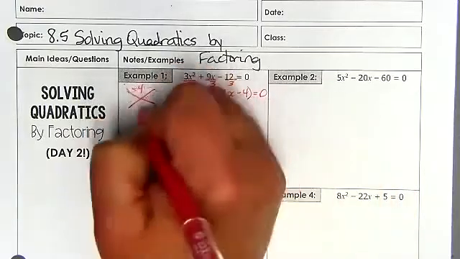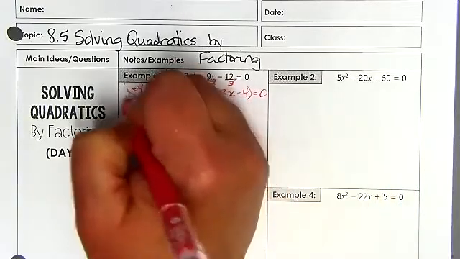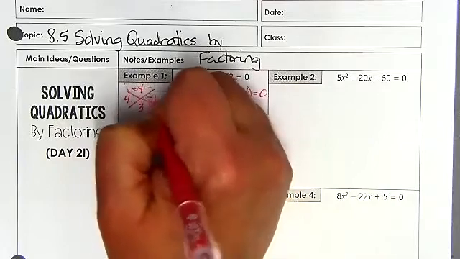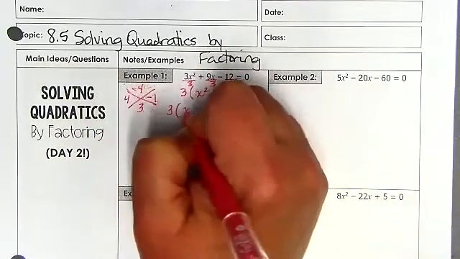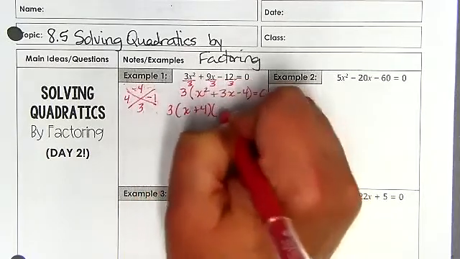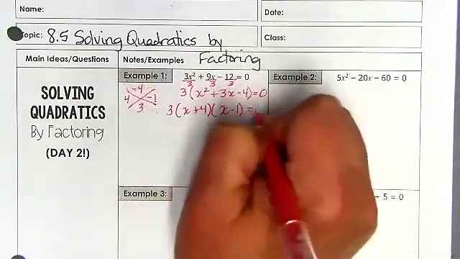So we have negative 4 and 3. So that's going to be 4 and negative 1. So we have 3 times x plus 4 times x minus 1 equals 0.